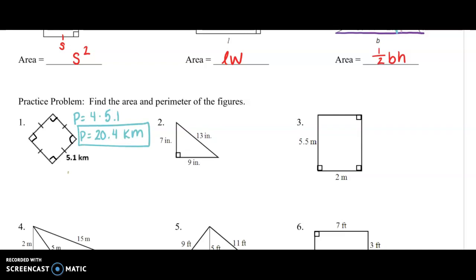Then to find my area, since it's a square, I know I can take my side and square it. Which is going to give me an area. 5.1 squared is 26.01. And then remember, your units are squared here, so kilometers squared for area.